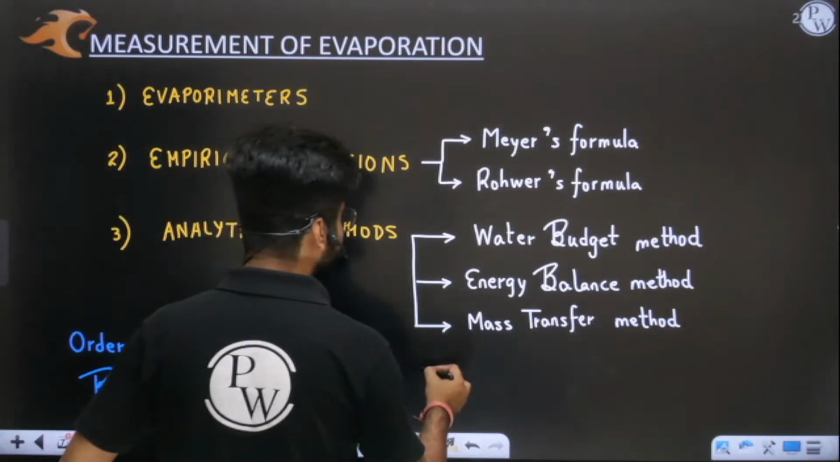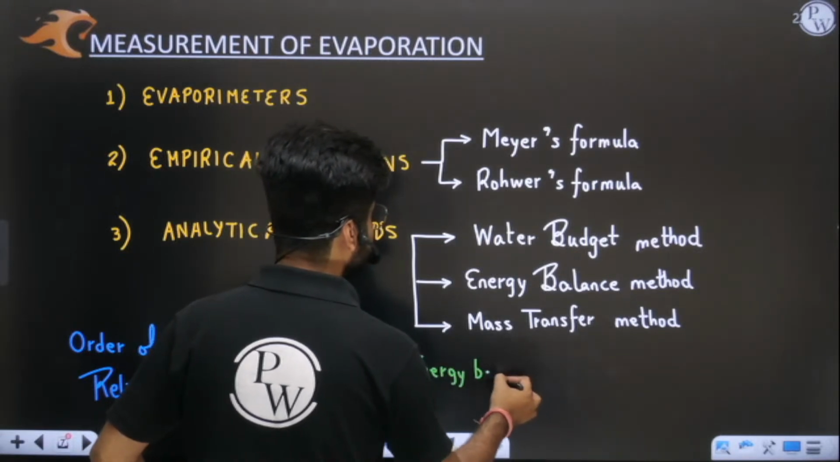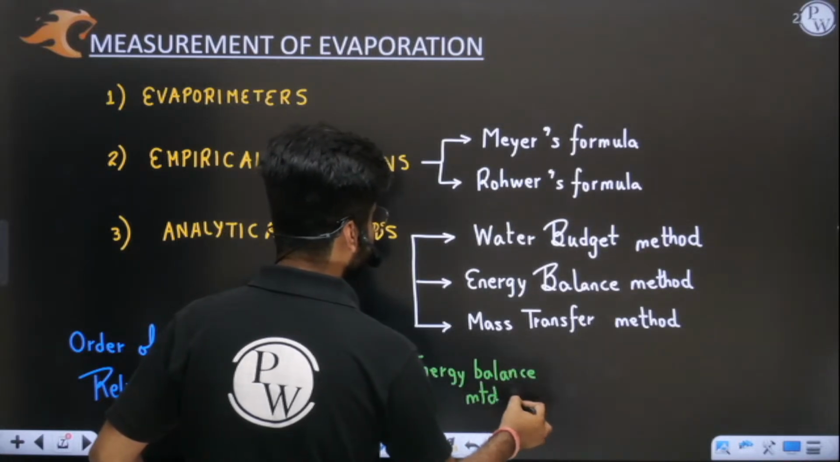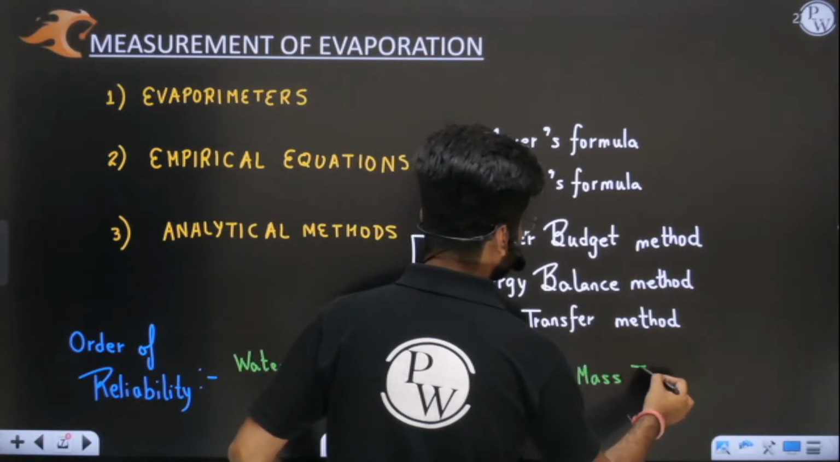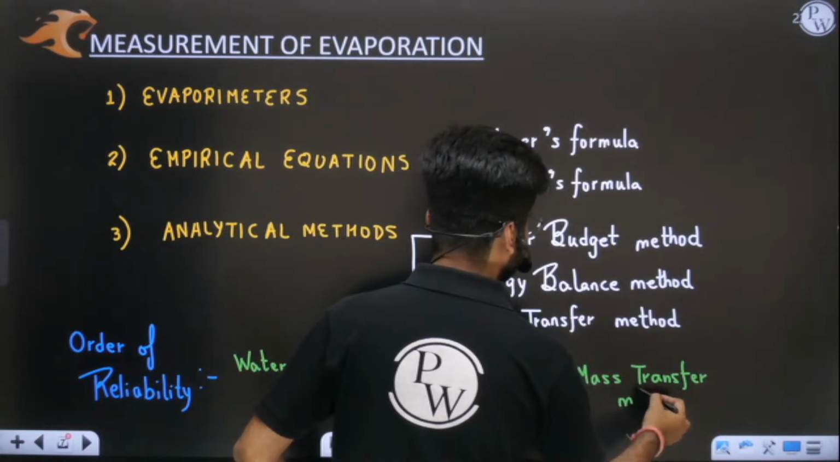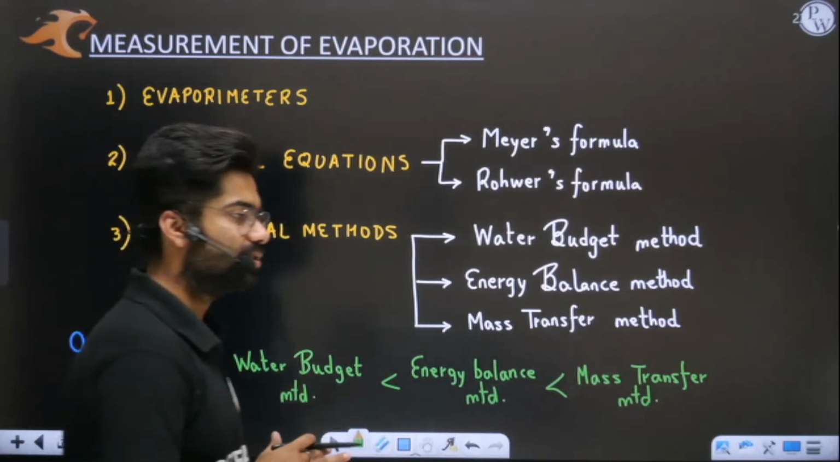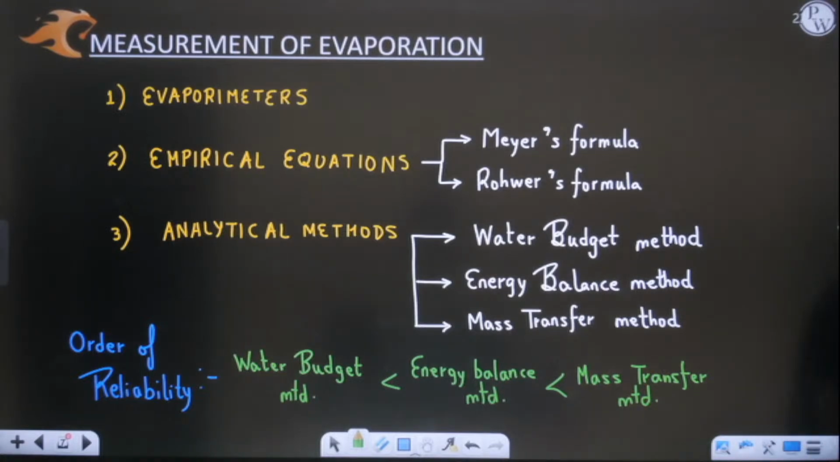Then energy balance is even better as compared to water budget. Then mass transfer is even better. The mass transfer method is the best method, but that we don't have to study, since it's a part of advanced hydrology and is a little tough. Now we'll move ahead. I hope this concept is clear to you.